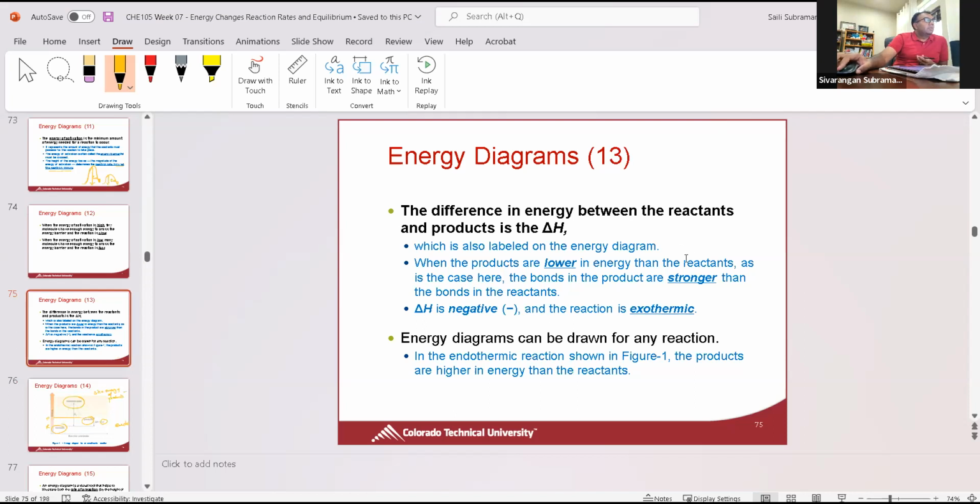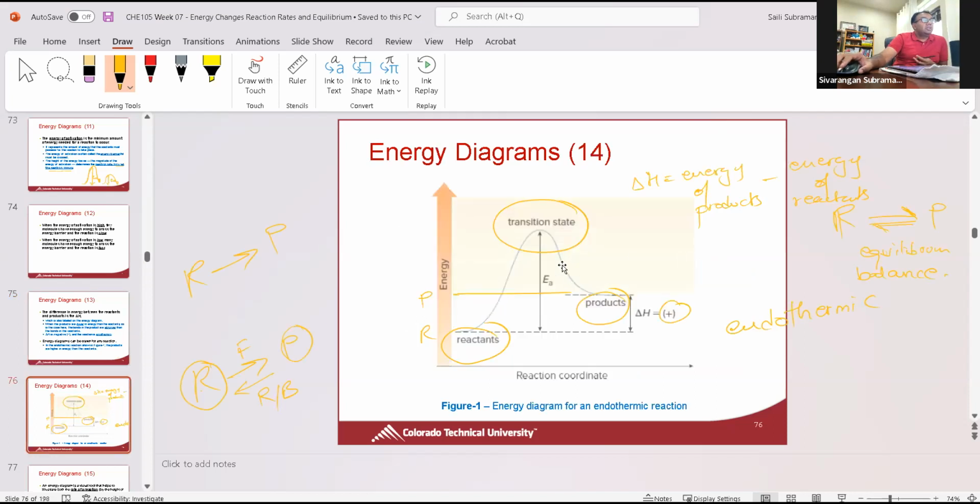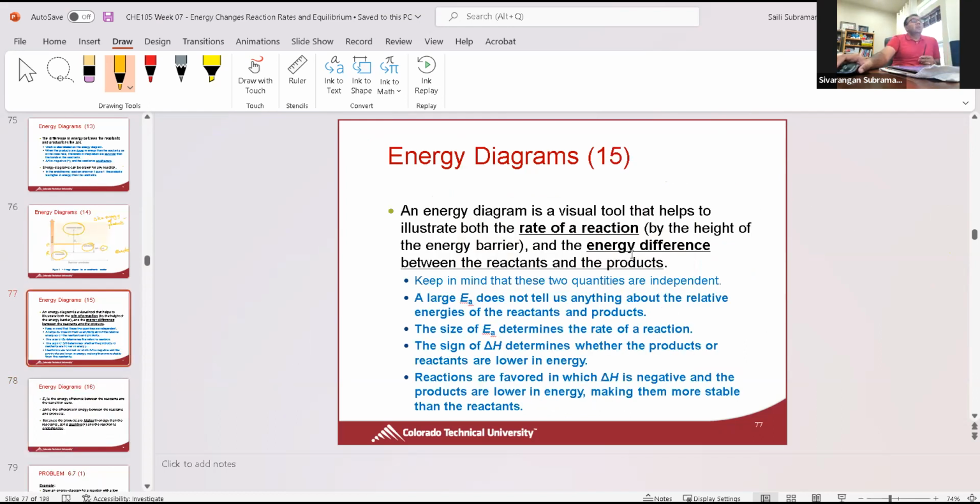Okay. What else do we want to talk about? This is the trend, and it exists for both an exothermic reaction and an endothermic reaction. Some takeaways: an energy diagram is a visual tool that helps to illustrate both the rate of reaction, by the height of the barrier. Anytime you see the rate, you are talking about something over time, how quickly something happens. So a high energy of activation tells you whether it's a fast reaction or a slow reaction. It does not tell you anything about the relative energies of the states.